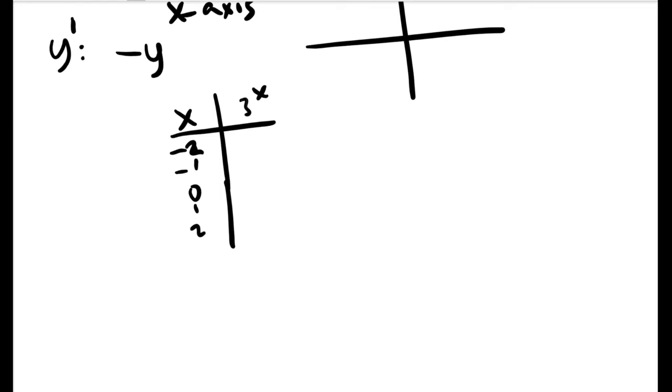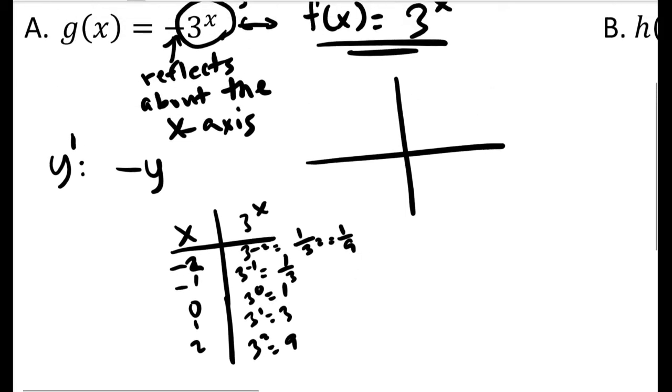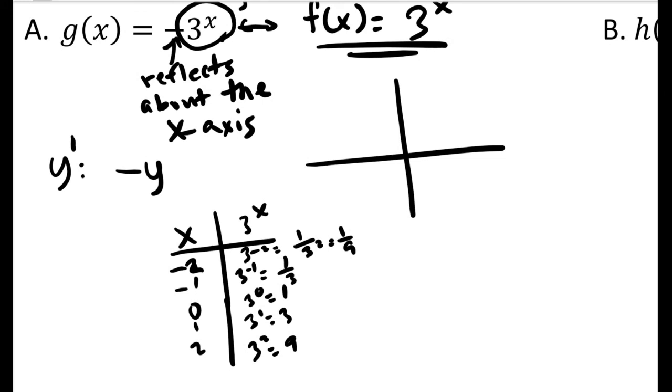3 to the second is 9, 3 to the first is 3, 3 to the 0 is 1, 3 to the -1 is 1 over 3, and 3 to the -2 is 1 over 3 squared, which is 1 over 9. Remember the flip and forget. So this function looks pretty similar to the 2 to the x function, but it just grows faster. So this function still looks like this.